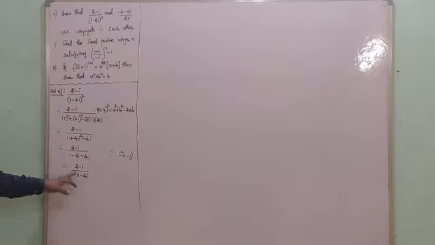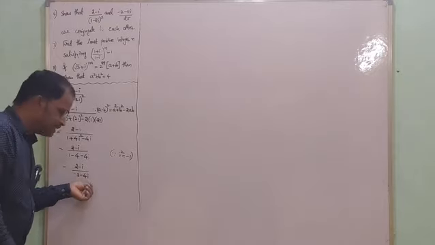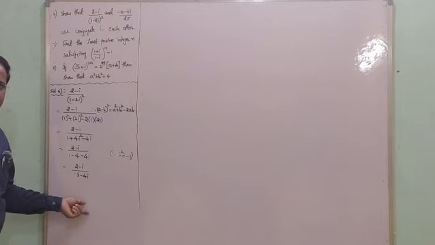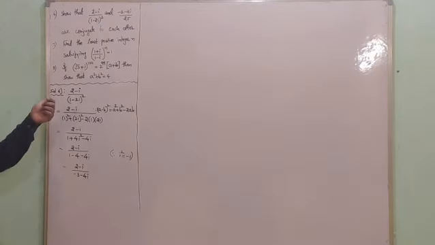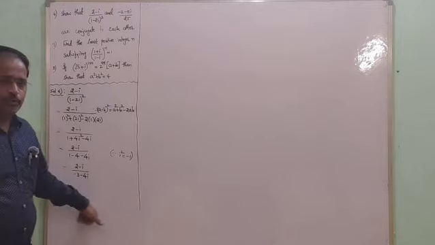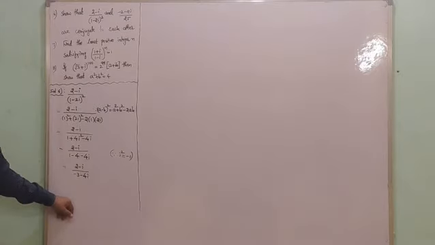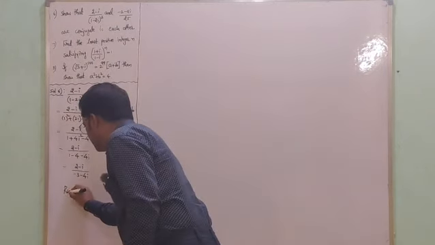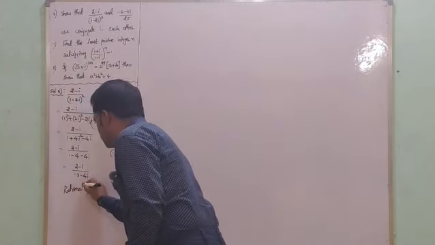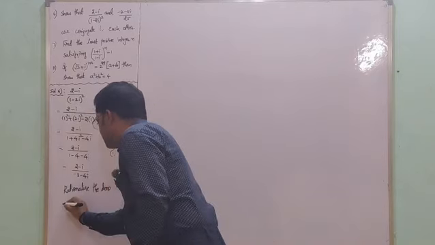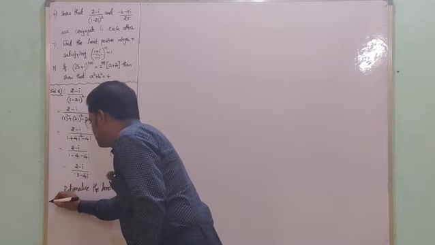Simplification is completed, but the denominator is a complex number. In the denominator, i is there, which means it is a complex number. So first we have to remove the complex number from the denominator. Already one problem was completed. How can we remove the complex number from the denominator? Means rationalize the denominator. Rationalize the denominator means 2 minus i as it is.